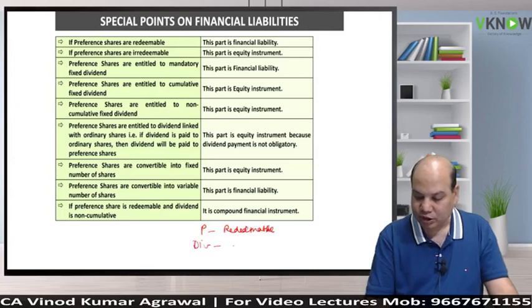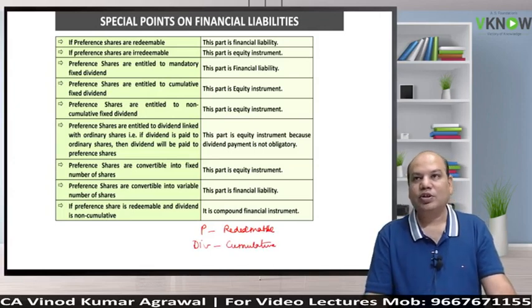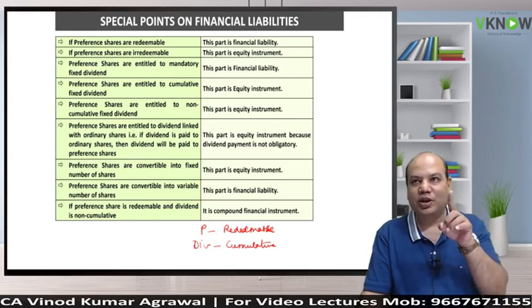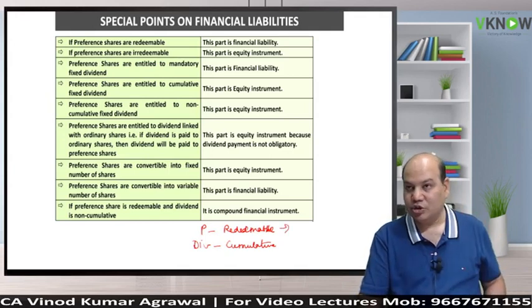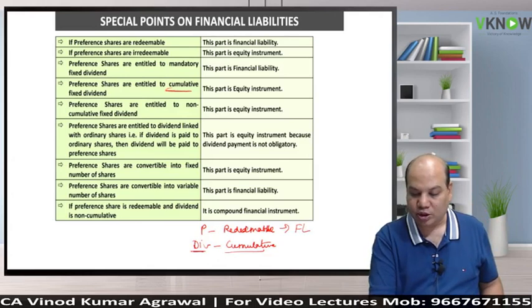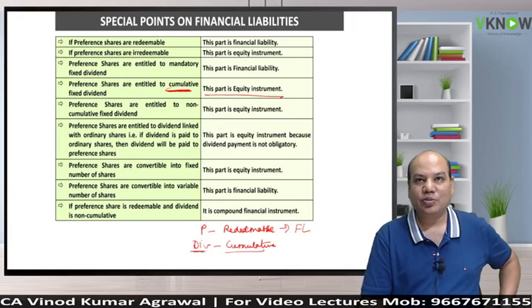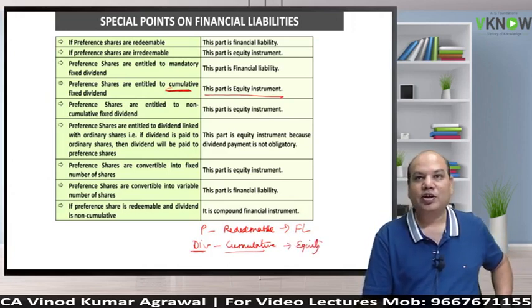Dividend is cumulative. What is the nature of this preference share? You have to look at the two separately. I have given you the hint. Principal is redeemable, which cannot be avoided. This is a financial liability. Dividend is cumulative. Now here I have given you the hint. If it is a cumulative dividend, it is an equity instrument. This part is equity. This part is equity.